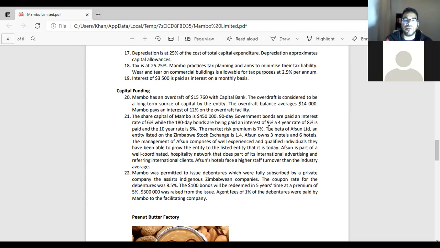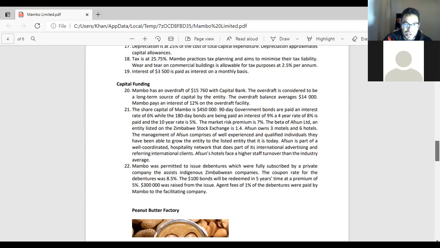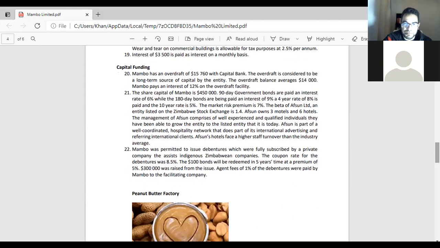It's a redeemable debenture. So we will use the financial calculator to calculate the rates. In fact, at the premium of 5%, 300,000 was raised from the issue. Agent fees of 1% of the debentures were paid by Mambo to facilitate the issue. Okay, so let's have a look over here.